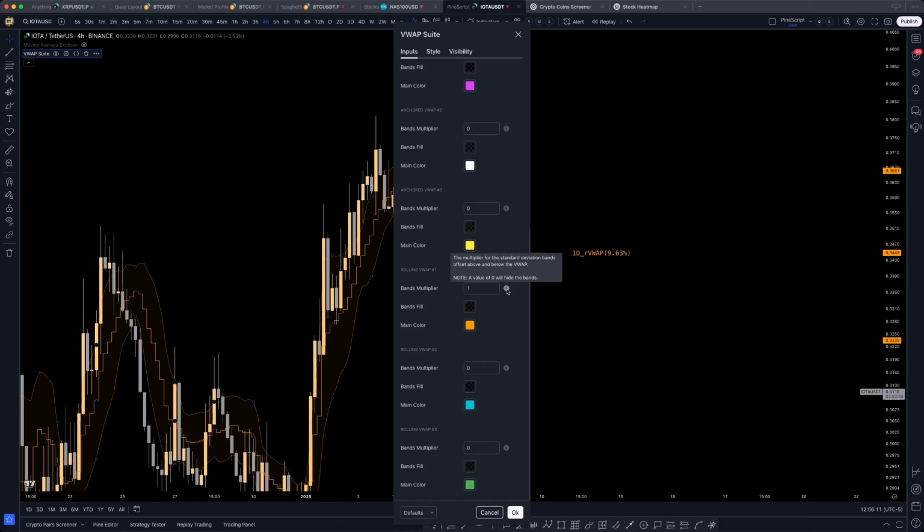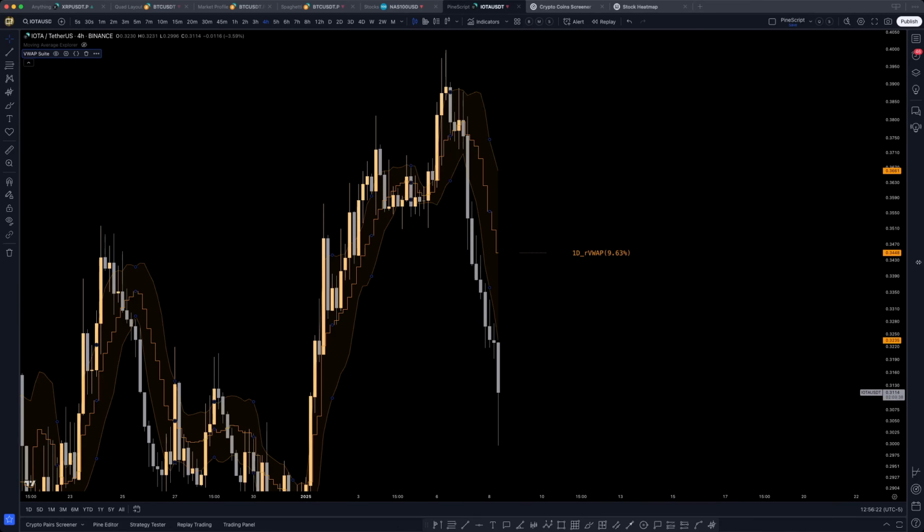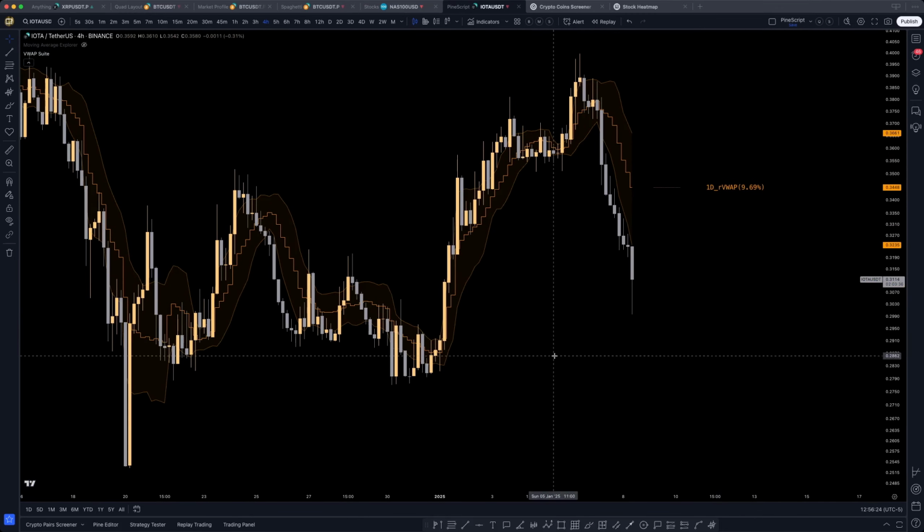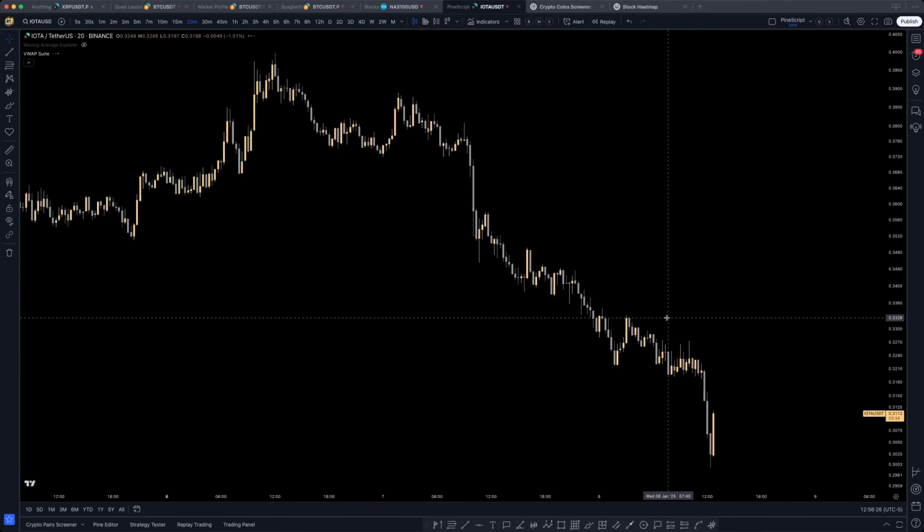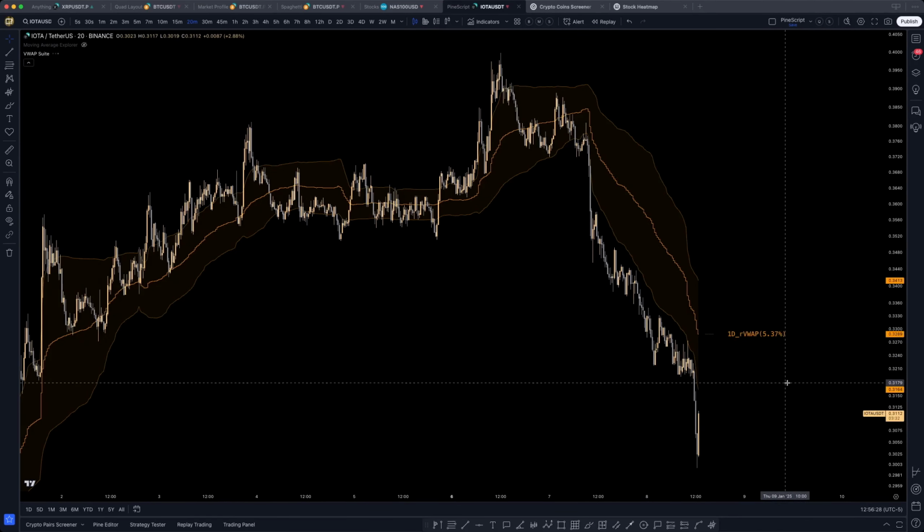Standard deviation bands, a lot of people utilize them. Personally, I don't use them too much, but they could be effective. You could just play around with them, and that's why this VWAP suite is cool, because it makes it easy to backtest. If we look here, I put a 1 standard deviation in. We can see it plots a 1 standard deviation band around the main VWAP.